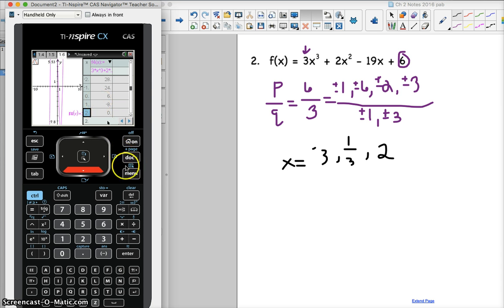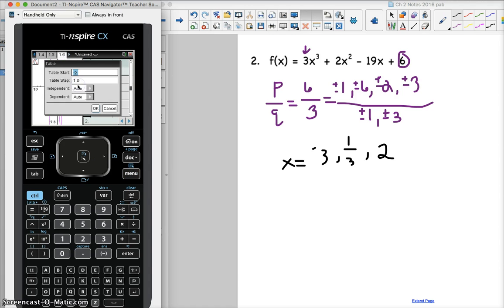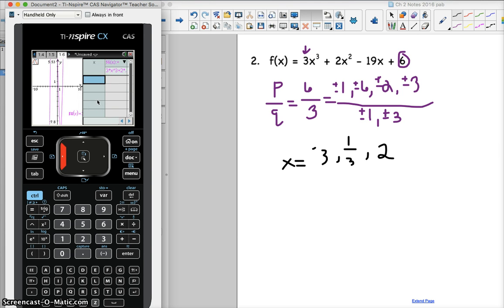So to change the settings so you can enter fractions, you would go under Menu, Table, edit table settings, and go under independent and change that to ask. That means you get to tell the calculator what the x-coordinate is. So now I'll type in 1/3, and it does give me a y-coordinate of 0. We can double check -3, and we can double check 2. And those are all zeros.